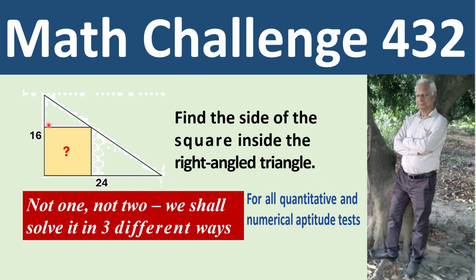What is given? A right angle triangle with base and altitude given, and inside it we have a shaded square. We have to find the length of each side of the square, and we will give you not one, not two. We shall solve it in three different ways. Math challenge for all quantitative and numerical aptitude tests. Let us see the three methods one by one.